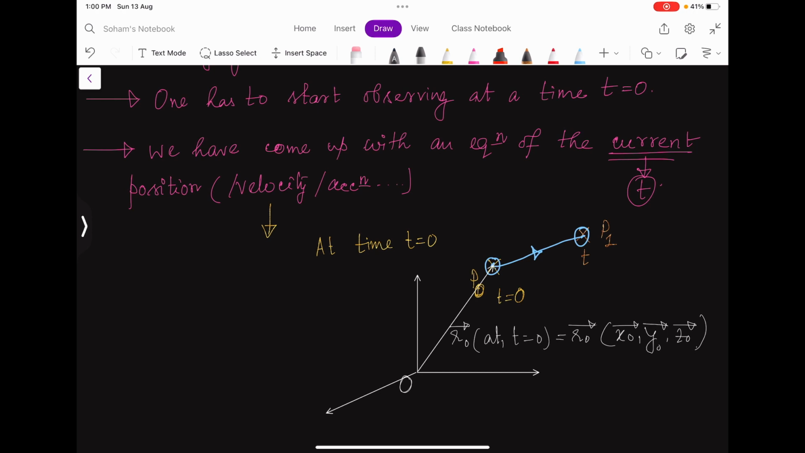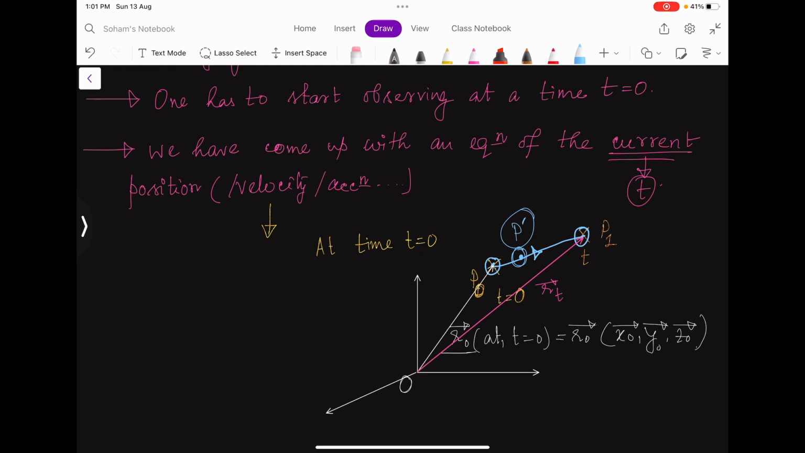Now this r naught was a parameter of my description of motion, because I have started to track the particle from a particular position, and that time instant is my time equal to 0. So what will be my position at time t equal to t from the origin? This is r at t. That will depend on where I started to observe. Let us say this is p dash. Had I started to observe from this p dash point, my r naught should have changed, right?